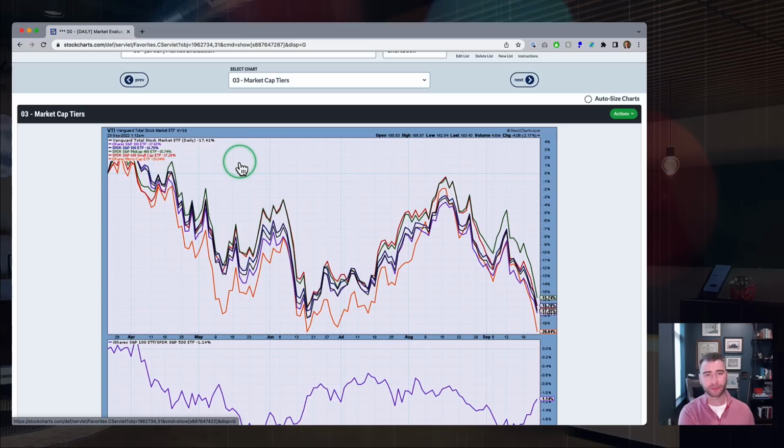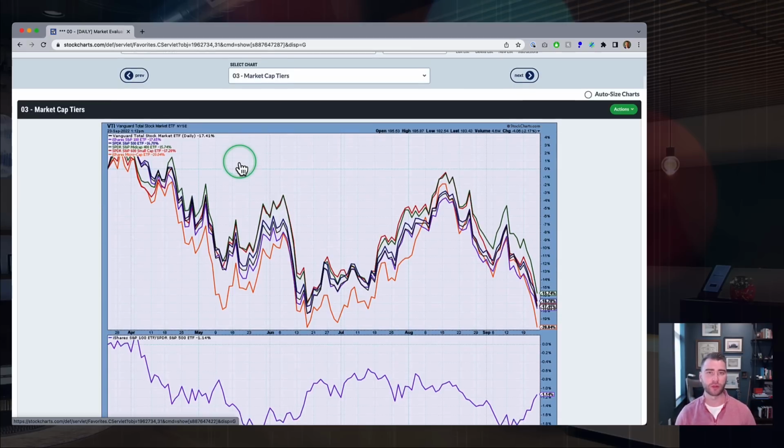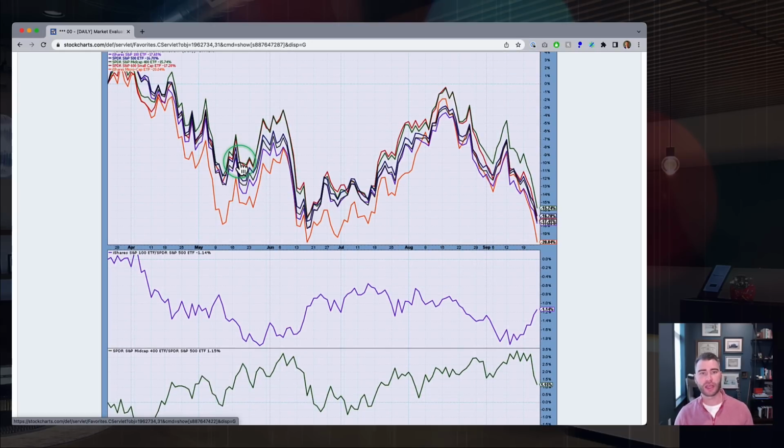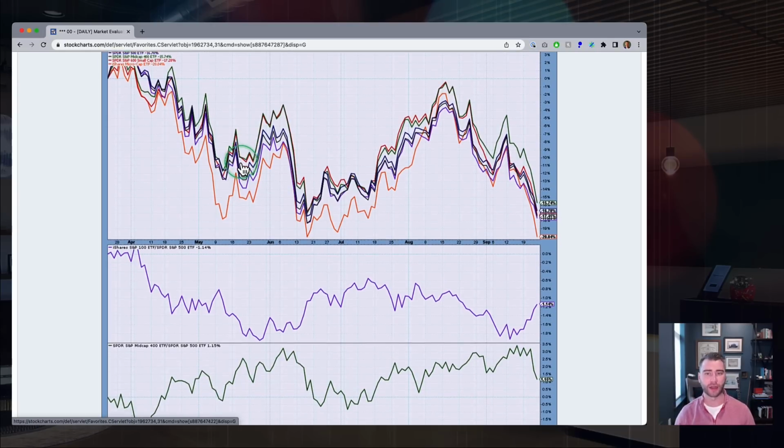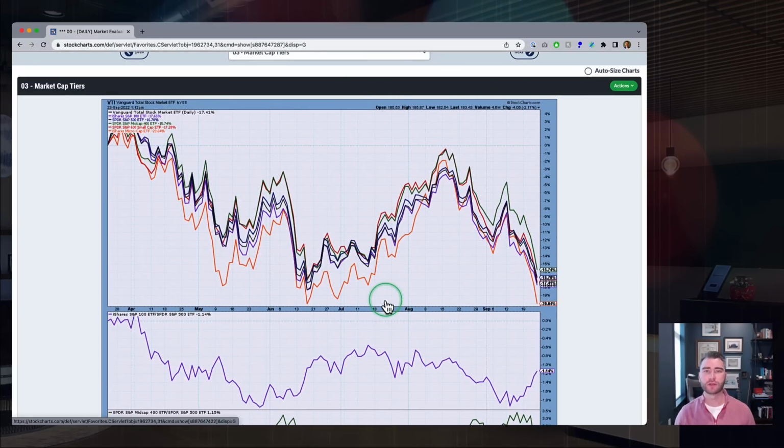Are small caps leading? Are mid caps leading? Are mid caps and small caps and micro caps lagging while the mega caps and the large caps continue higher? That's been one of the stories that we saw about a year ago. Actually, 2021 was an interesting example of that, with mid caps and small caps and micros just drifting sideways while the rest of the market continued higher. So it's interesting to have those all on one chart.